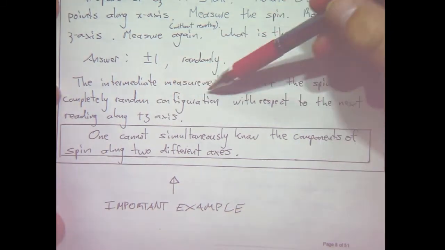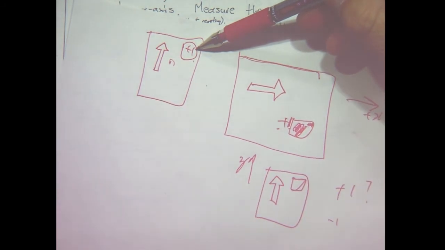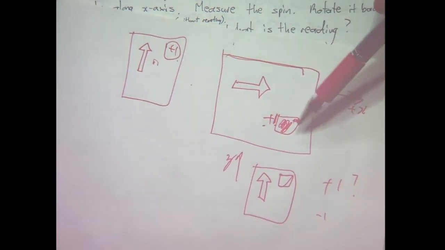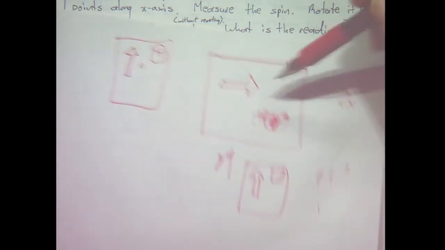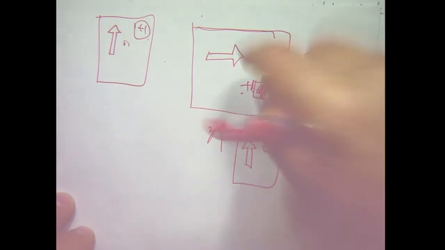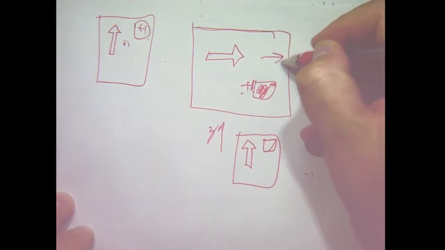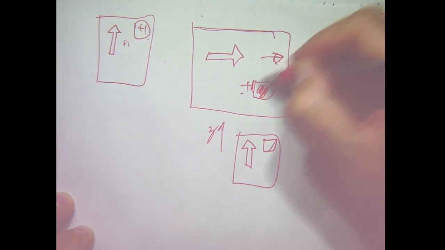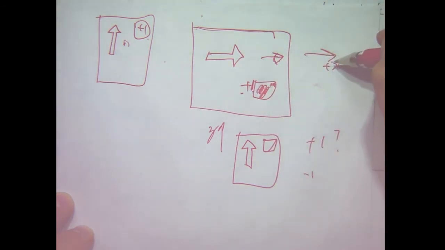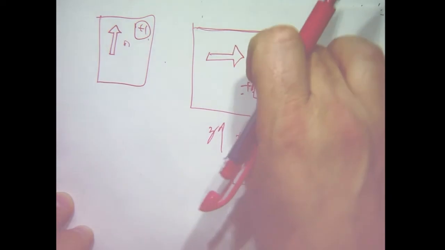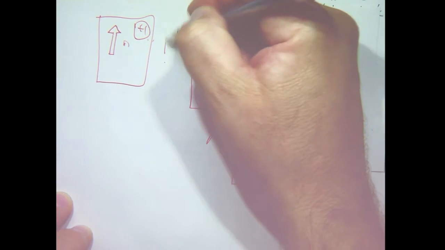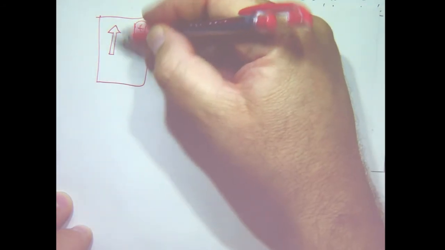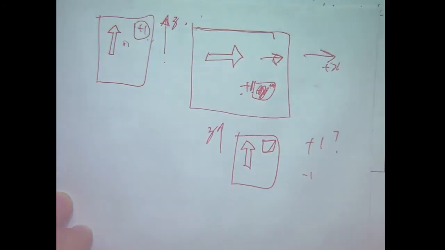in a completely random configuration compared to the state that it was prepared in. It was prepared in a plus one, then you turn it 90 degrees, and you measure, and you get a random number, either plus one or minus one. But once it's measured, it is in the state that is plus one in the plus x direction. And so you prepare the state there, you turn it, measure, you get another random number. But it's now plus one to minus one relative to the axis of the apparatus, which is parallel to the z-axis this time.